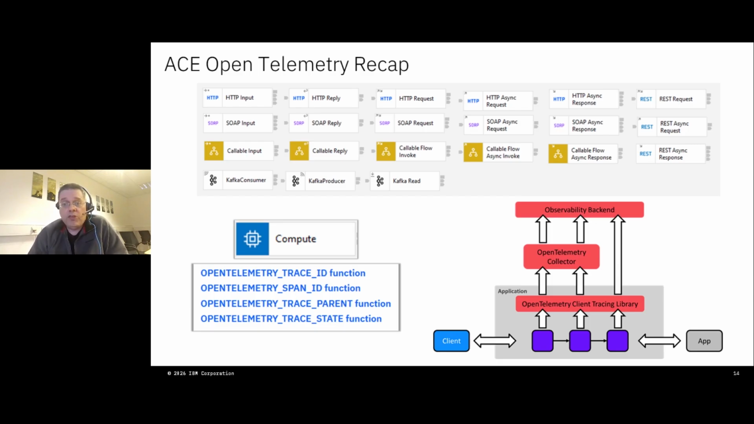But if there's an area where you'd like to get access to those detailed pieces of information, maybe to do cross-correlation with some other kind of activity that you're trying to do inside your flow, then having access to those values inside a compute node, we think is quite a handy thing to be able to do. So we've added those functions into a compute node to be able to access that data.